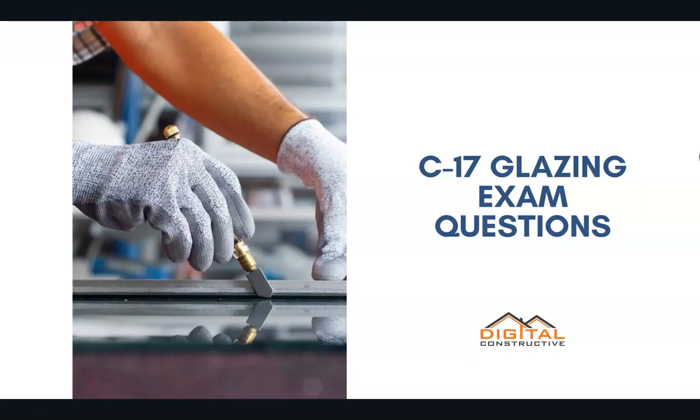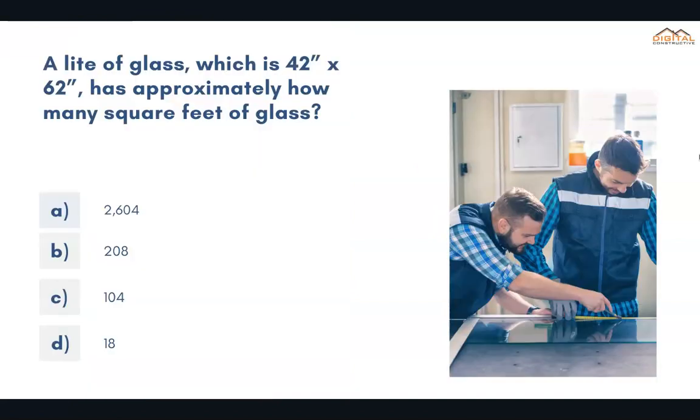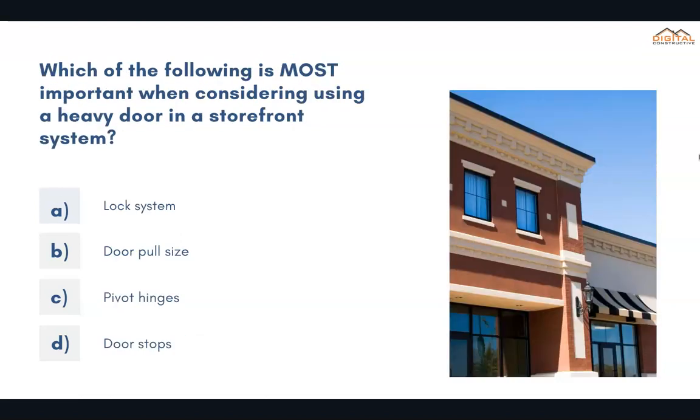In this video we're going to be taking a quick look at a few C-17 glazing contractor license exam questions. A light of glass, which is 42 inches by 62 inches, has approximately how many square feet of glass? The correct answer is D, 18.